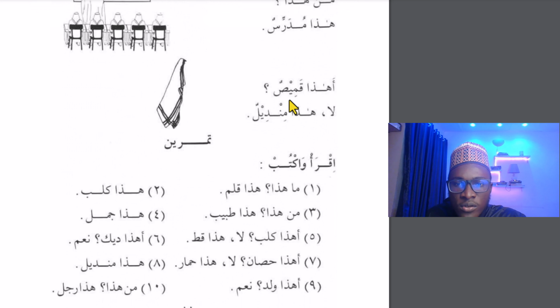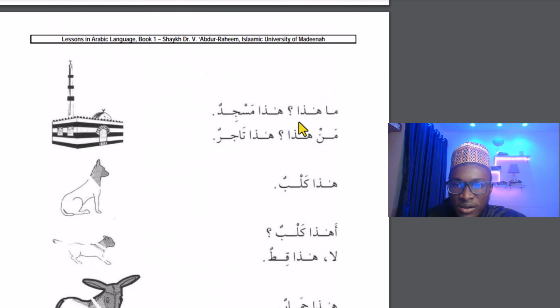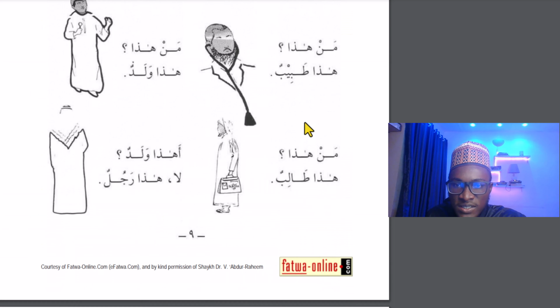أهذا قميص. Is this a shirt? لا, no. هذا منديل. This is a handkerchief. Or we can say maybe a towel or anything like that. Okay, so let us read it one more time. This time I'll be much faster with it.